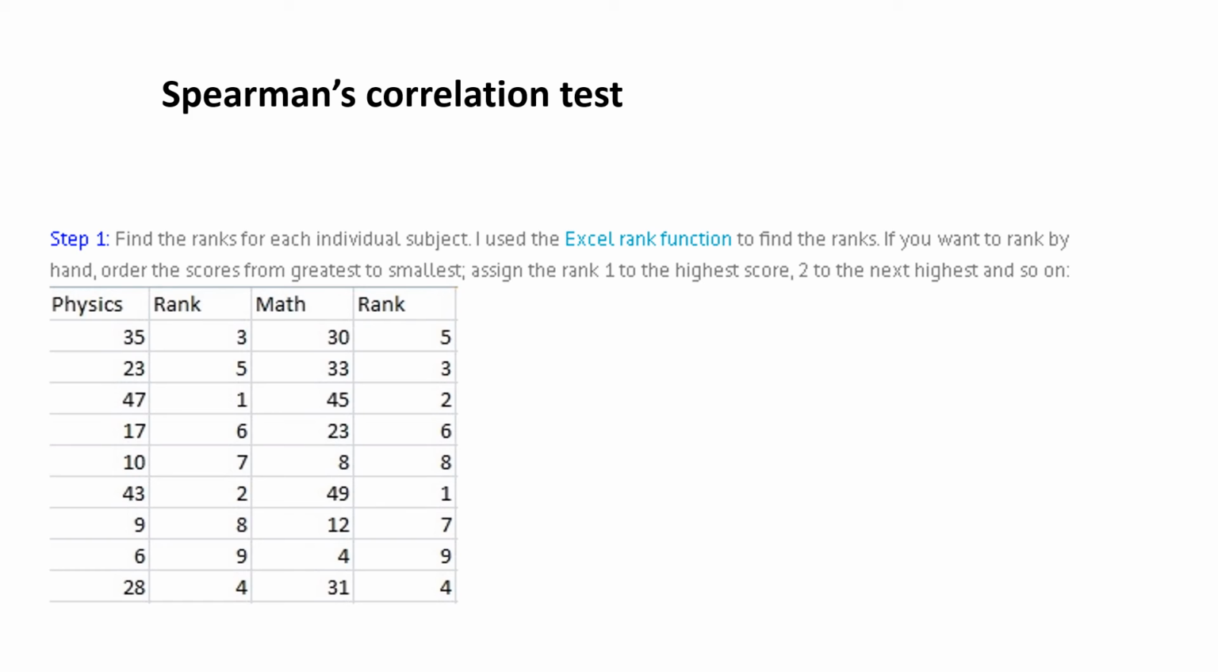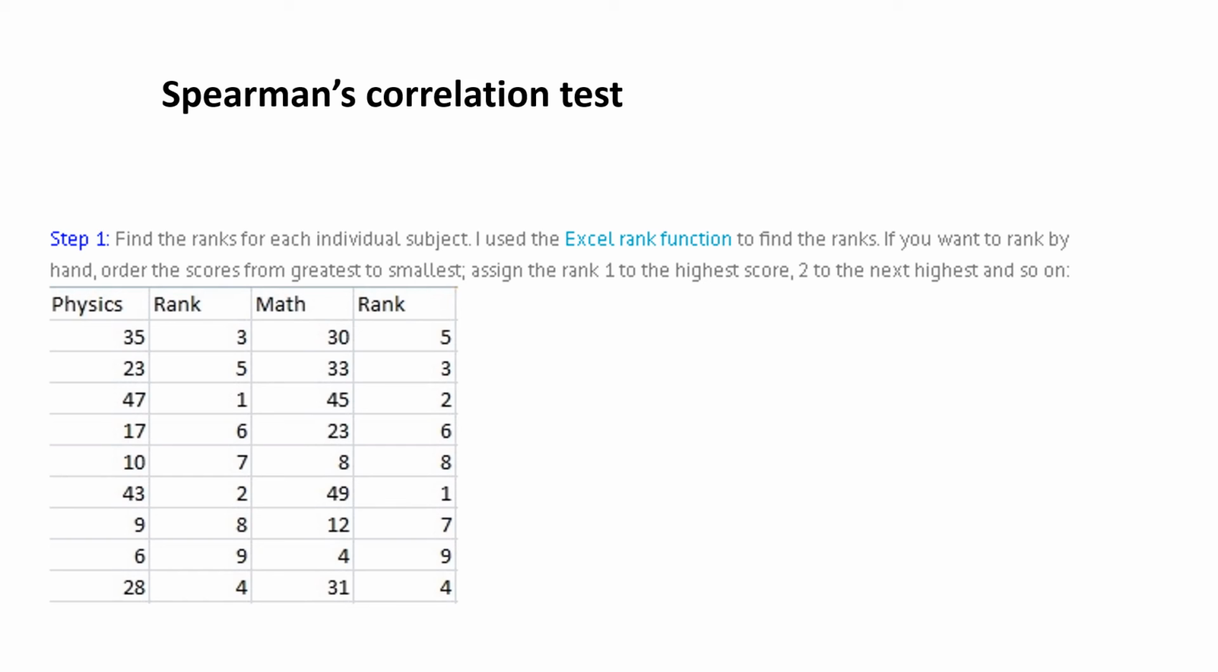We can use Excel rank function to get the ranks. Find the ranks. If you want to rank by hand, order the scores from greatest to smallest, and then assign the rank 1 to the highest score and 2 to the next highest score and so on. Here physics marks are 35, 23, 47, 17, 10, 43, 9, 6 and 28, right? So 47 is the highest mark, so you have to give rank 1.